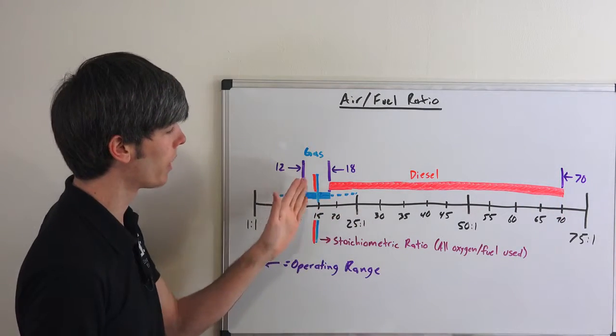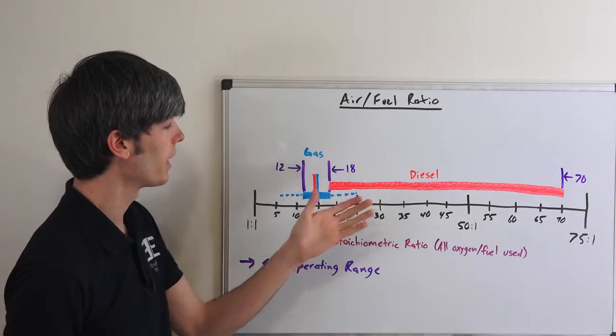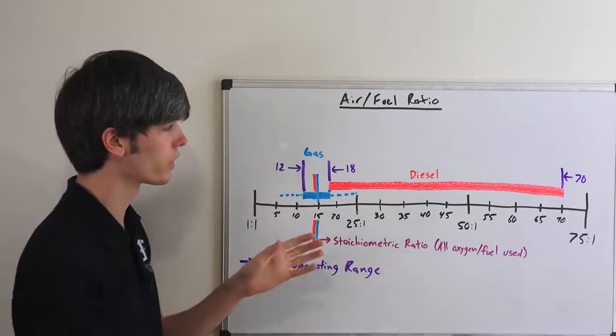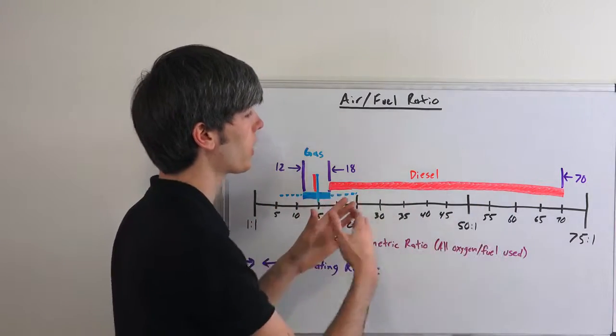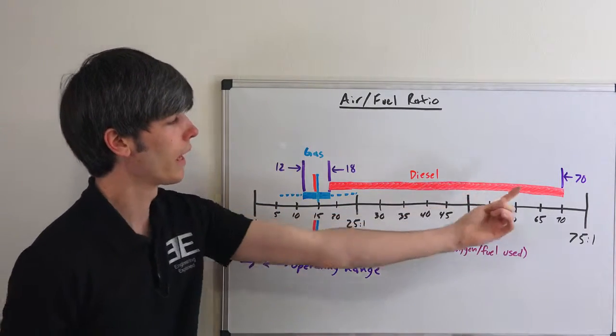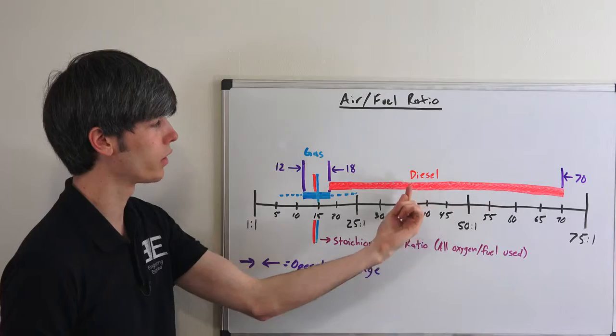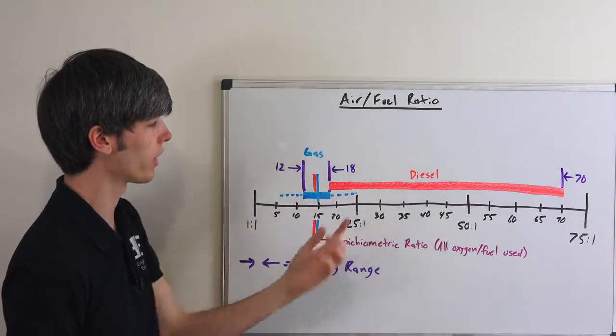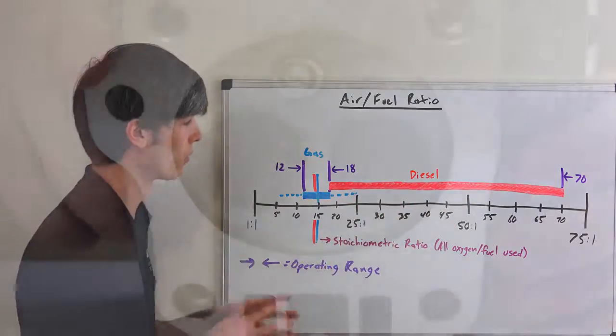So anything above stoichiometric is going to be lean, anything below is going to be considered rich. As you can see, diesels are typically going to operate in this lean range. What you do is you simply inject more fuel, and that brings your air-fuel mixture down, and you create more power, and that's bringing you down this scale for the air-fuel mixture.